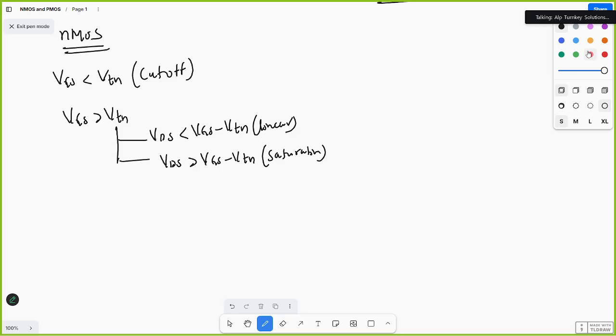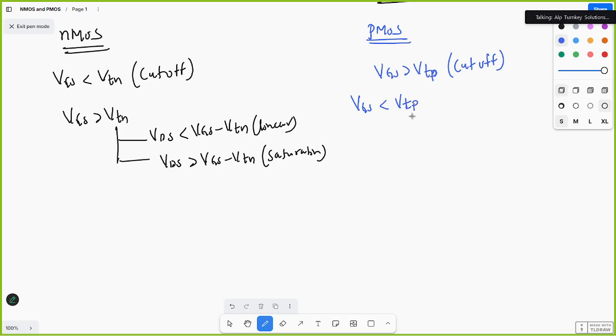Whereas in PMOS, what are the conditions? When VGS is greater than VTP, it is the cutoff region. And VGS is less than VTP.